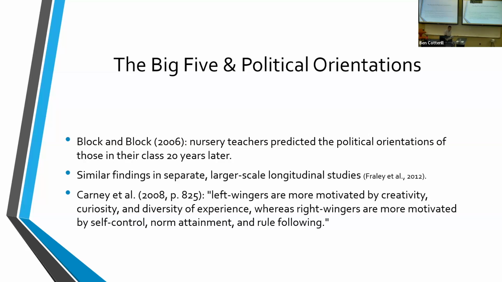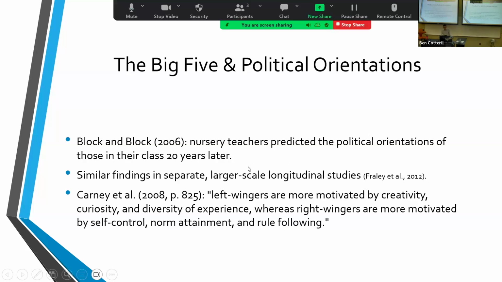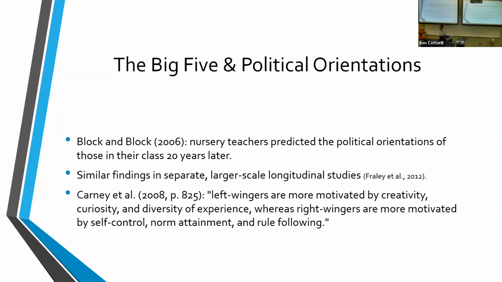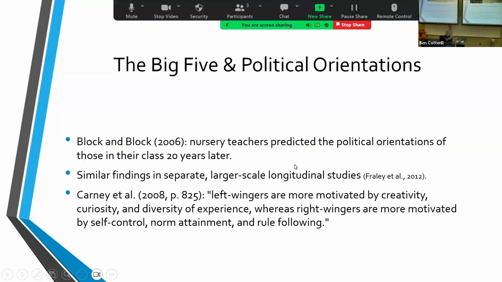So these temperamental differences, okay, can appear early and still have predictive power for later. And these findings replicated in separate larger scale longitudinal studies. So when reviewing the literature, Carney really sums it up like this, that those on the left are more motivated by creativity and curiosity, diversity of experience, right? Okay, more openness to experience, more novel, right? More unconventional, okay? That would explain, right, why they're more likely to have exotic dishes, right, in the predisposed text research findings. Whereas those on the right are more motivated by self-control, norm attainment, and following of the rules.